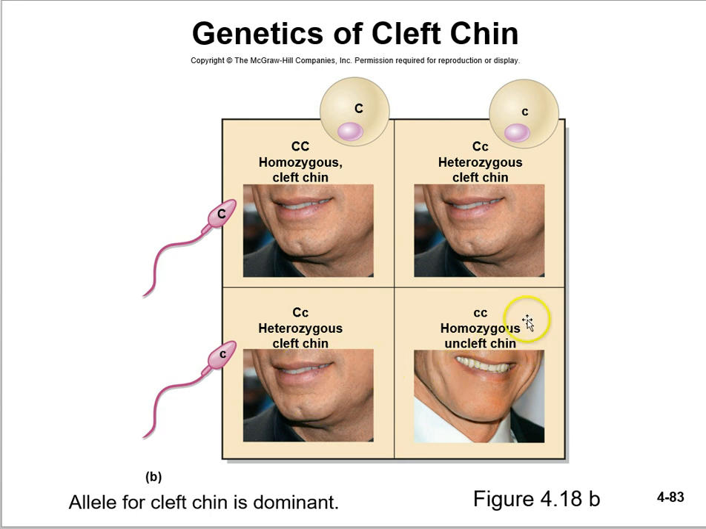The only way to get the non-cleft chin is to have 2 recessive alleles for that. So if you get this combination, you're called homozygous recessive. If you get this combination, big C, you're homozygous dominant. And if you get one of each, you're heterozygous.